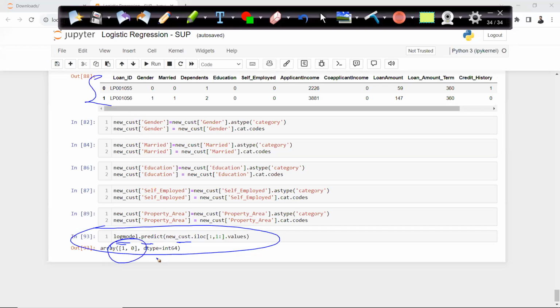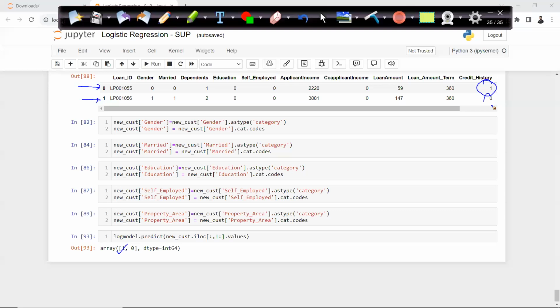And this is the prediction which I am getting: for the first record, I am going to get the loan, and for the second record, I am not going to get the loan. And if you remember, I told you credit history is very important. That is the very important feature we have. So here you can see that for the first record, the credit history was 1. That's why he is getting the loan. And for the second record, the credit history is 0. That's why he is not getting the loan.